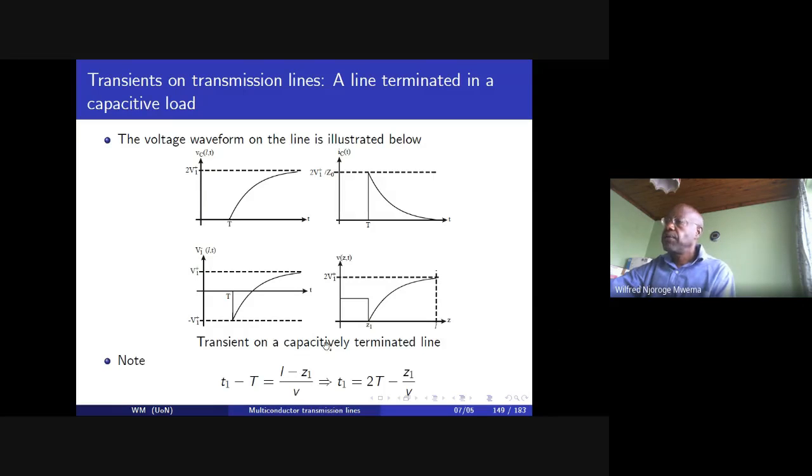So we note again that T1 minus T is just going to be given by that value that we had. That is twice the round trip time of flight less the time required for the voltage to start from 0 and reach the Z1 position on that line.